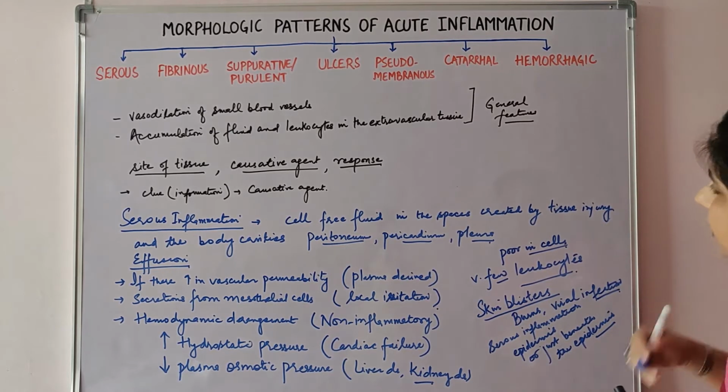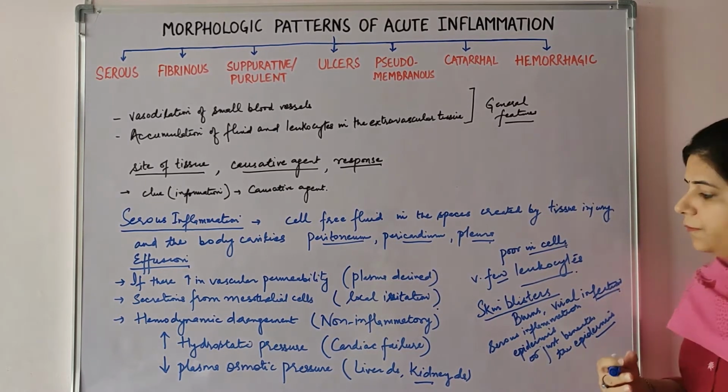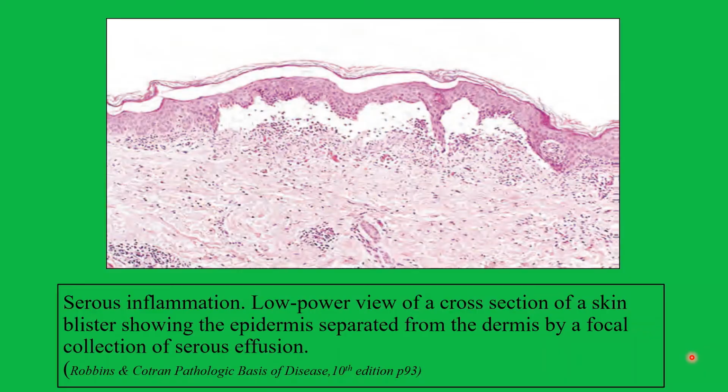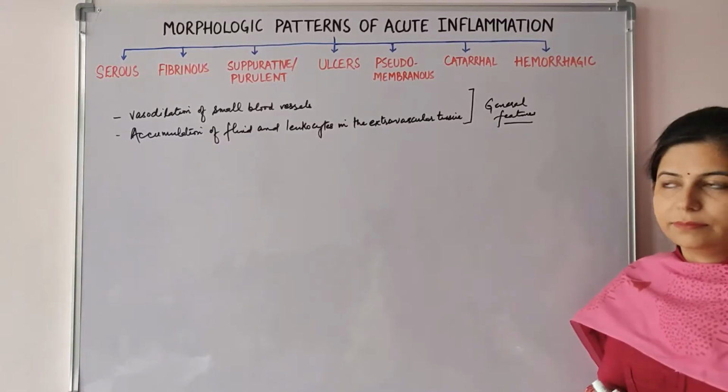So now we will see the morphology of skin blister. This microphotograph shows the morphology of serous inflammation. This is a low power view of cross section of a skin blister showing the epidermis separated from the dermis by a collection of serous fluid. This is the epidermis, this is the dermis, and this is the serous fluid. The serous fluid is cell poor fluid. It contains very few leukocytes and it doesn't contain microbes.